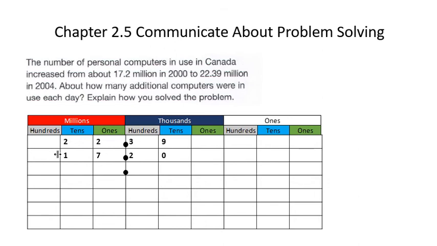So the increase in those 4 years, because we're looking at 4 years approximately, we can find the difference between these two numbers. So if we use a calculator or the standard algorithm, we know the increase was approximately, give or take, 5.19 million. And I say approximately because we have all of these numbers rounded.